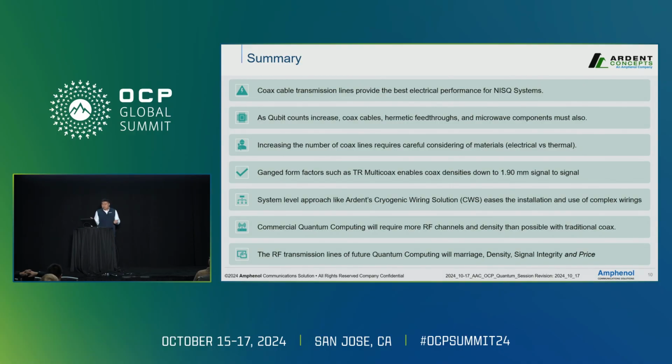In the future, quantum computing will demand more RF channels and density than traditional coax can provide. The RF transmission lines of the future quantum computing ecosystem will be a marriage of density, signal integrity, and cost effectiveness. And thank you very much.